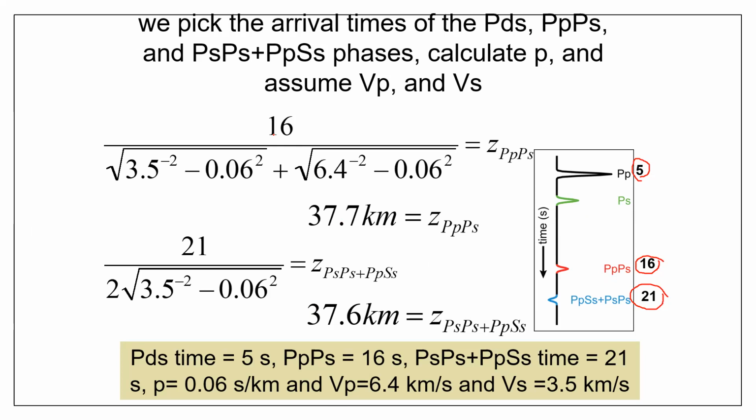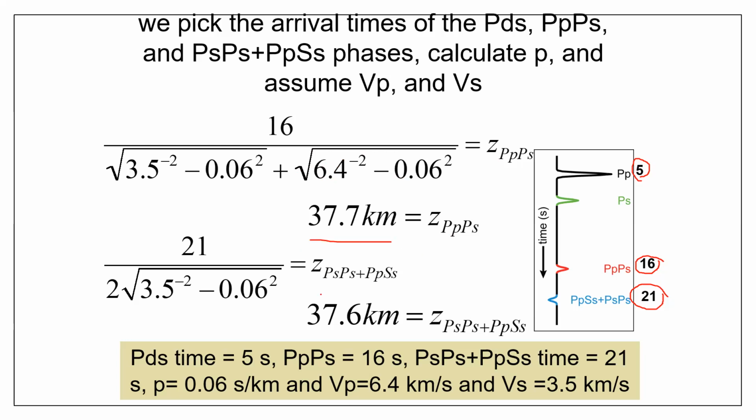So 16 is the arrival time of the PPPS phase, divided by under root of 1 by Vs square minus P square plus under root of 1 by Vp square minus P square, where Vp is 6.4. When we calculate the value of Z from this formula, it will come around 37.7.